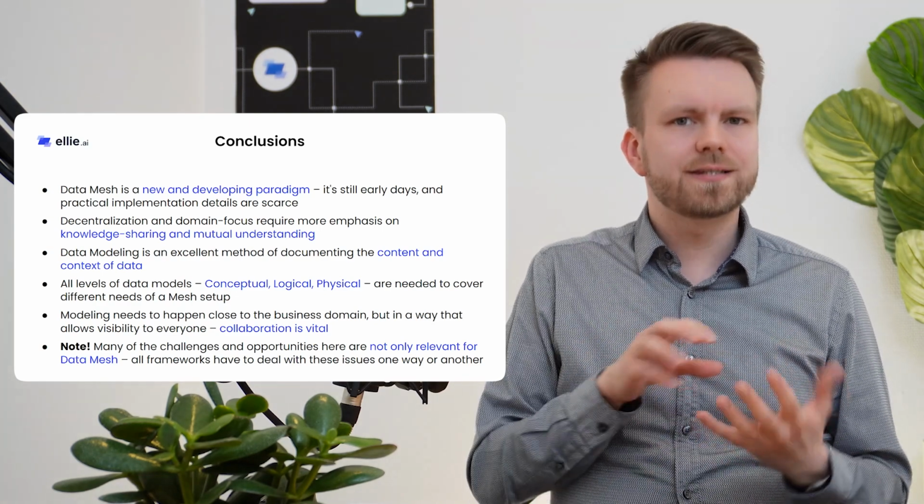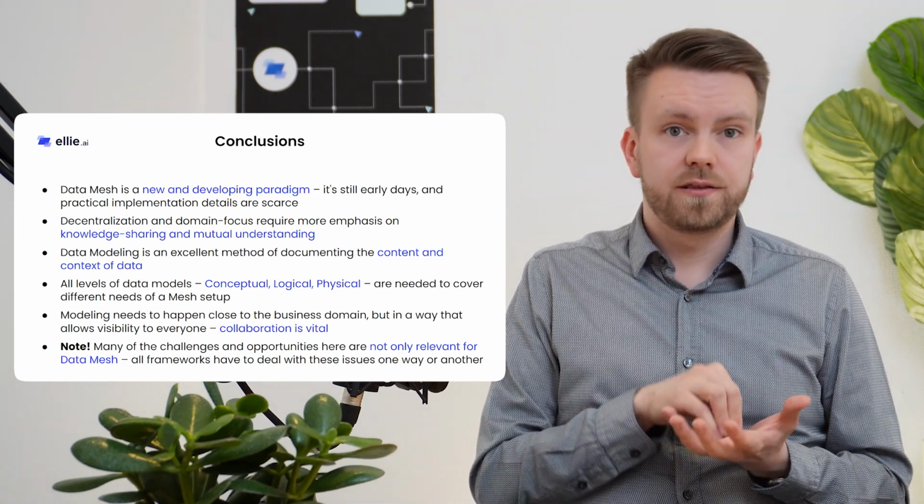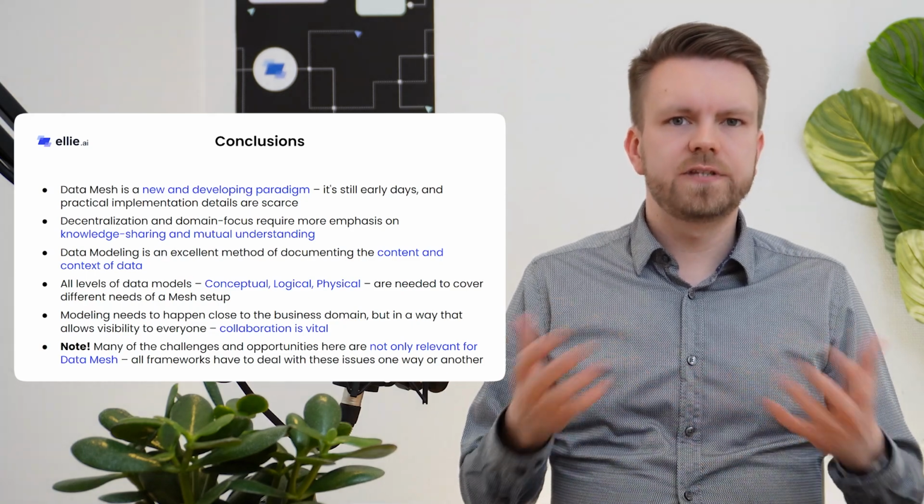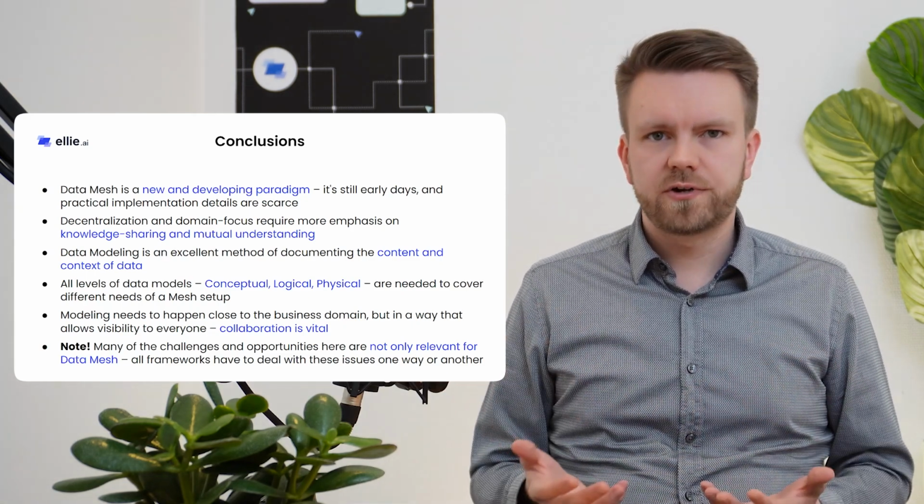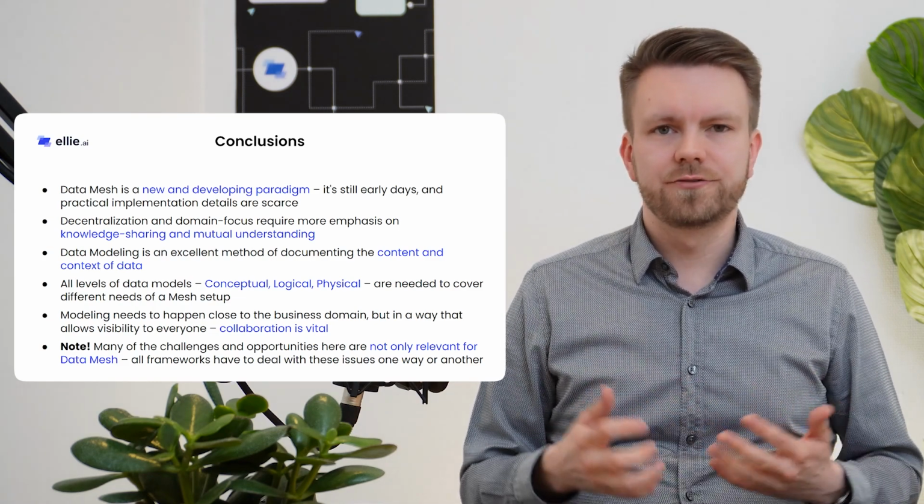Now, the modeling itself happens in the domain. That's very important because we want to have the domains be able to do things on their own, but you have to allow visibility to everyone because the collaboration is important and you need to be able to ensure that the communication is actually understood properly.